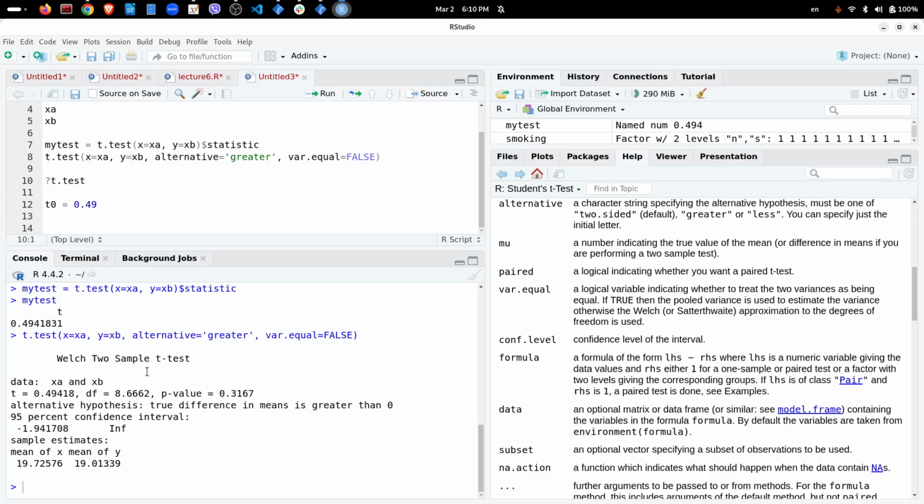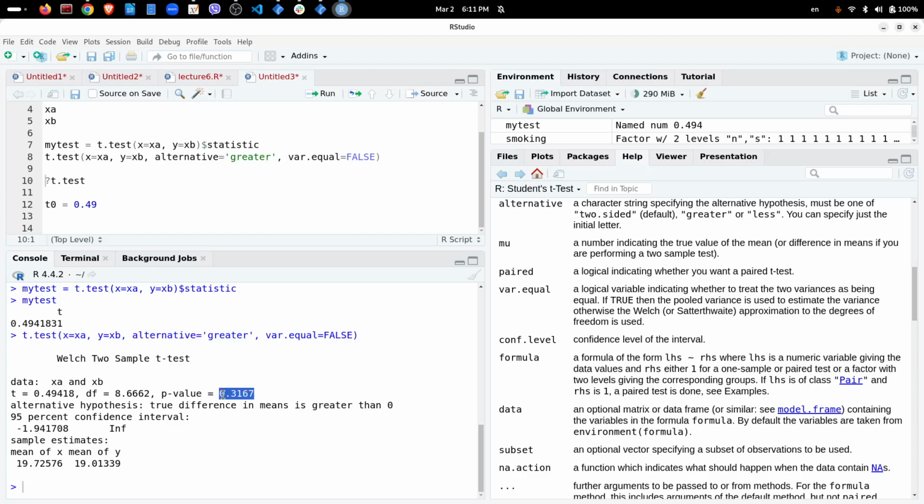So if I run this, then I get that the t-statistic is 0.49 as we said previously, and the p-value associated with this t-statistic is 0.3167. This degrees of freedom here, the df, is a parameter of this distribution and is associated with the sample size of each of the two samples.